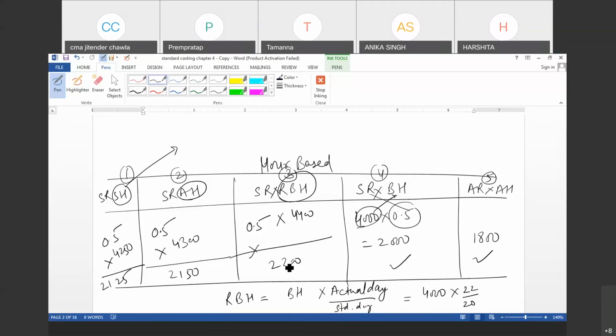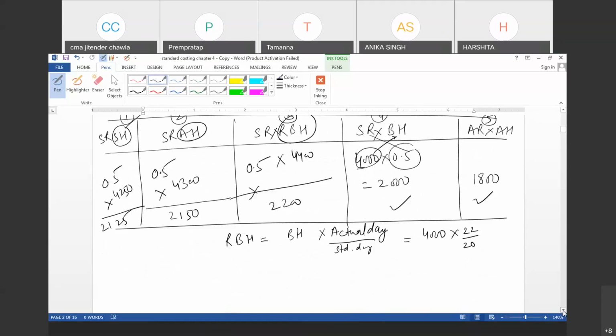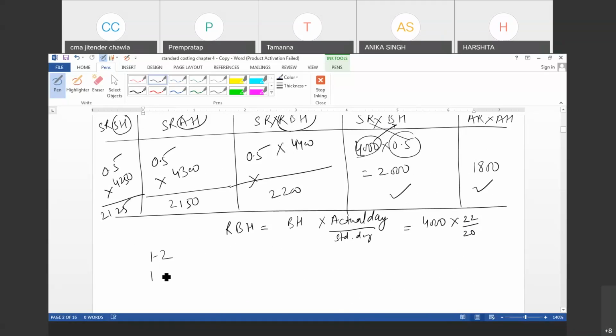Is it okay? I'm waiting for your replies. कैलकुलेशन कीजिएगा, बताइएगा. 1-2, 1-3, 1-2 sorry 2-3, 3-4, 1-4, 4-5, 1-5.